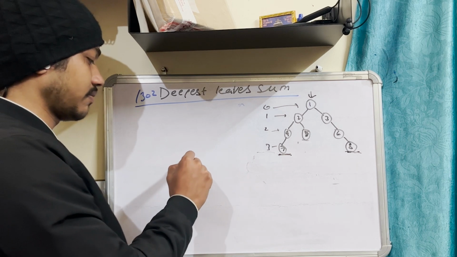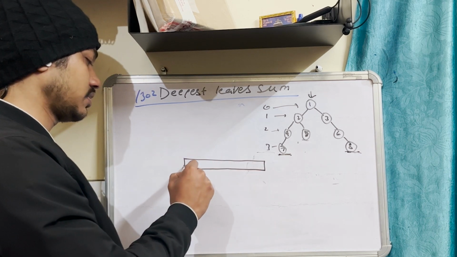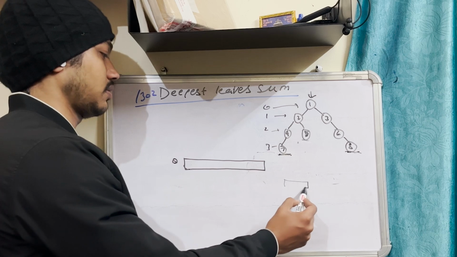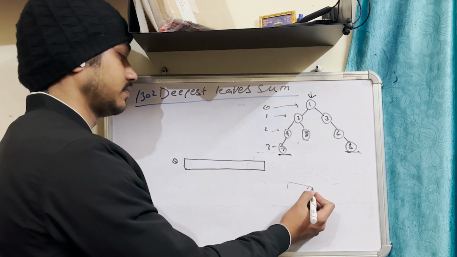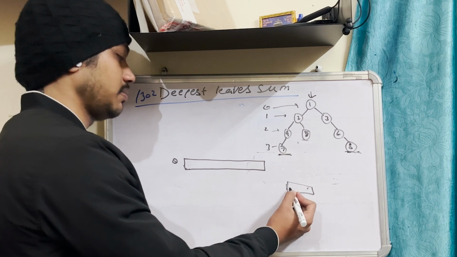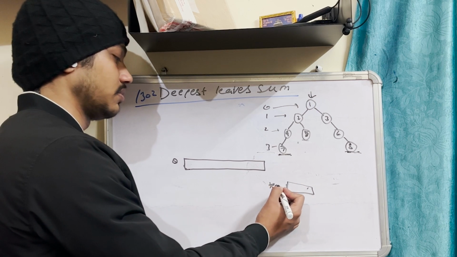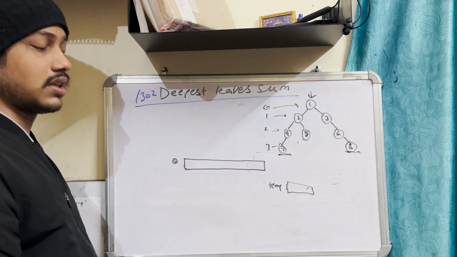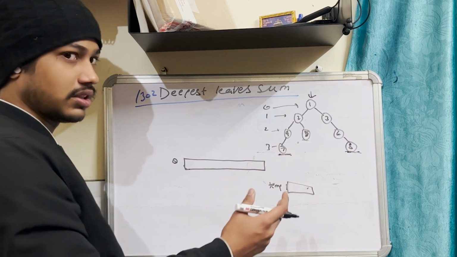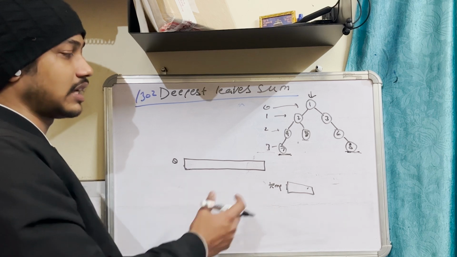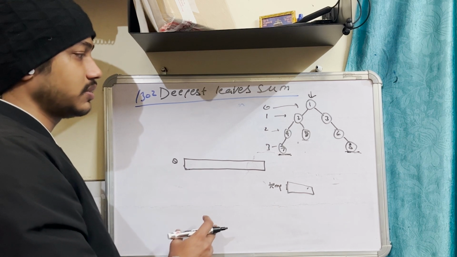Create an array for that, a temporary array, which will be the size of the queue. If you can't understand why we are doing this, you can watch other videos of mine like zigzag traversal and the other videos.